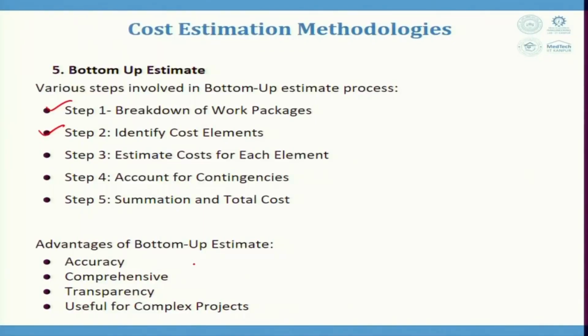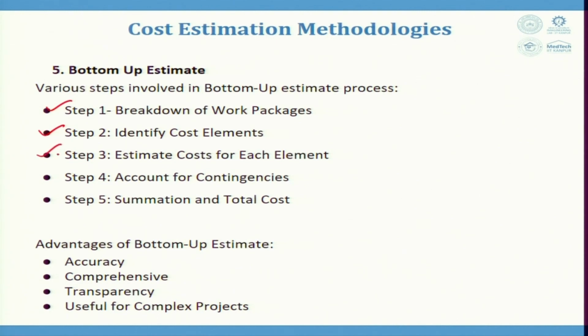The work package could have maybe 10 or 12 elements in it, but the overall elements of the project, which are maybe 1000, could be divided into small work packages. Then identify cost elements. Cost elements means determining the material cost, labor cost, equipment cost, land cost, all these cost factors are determined here.